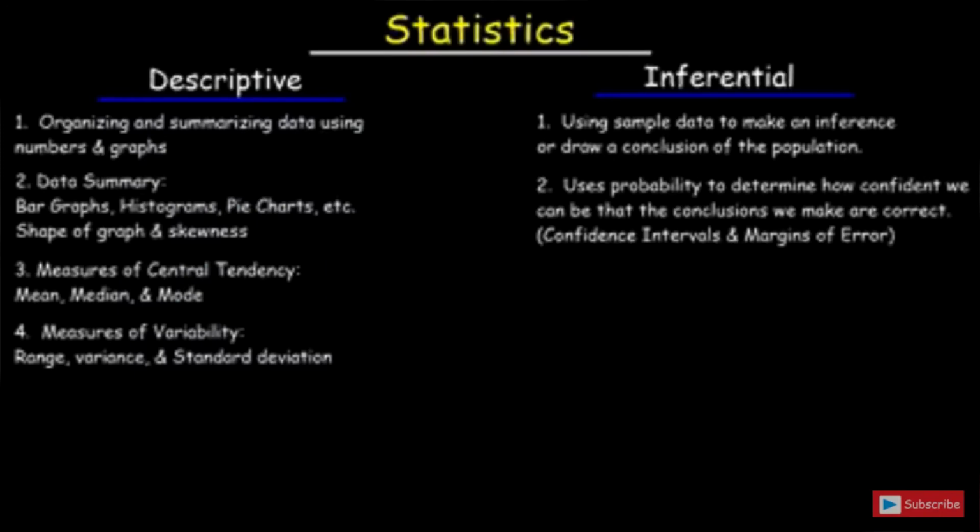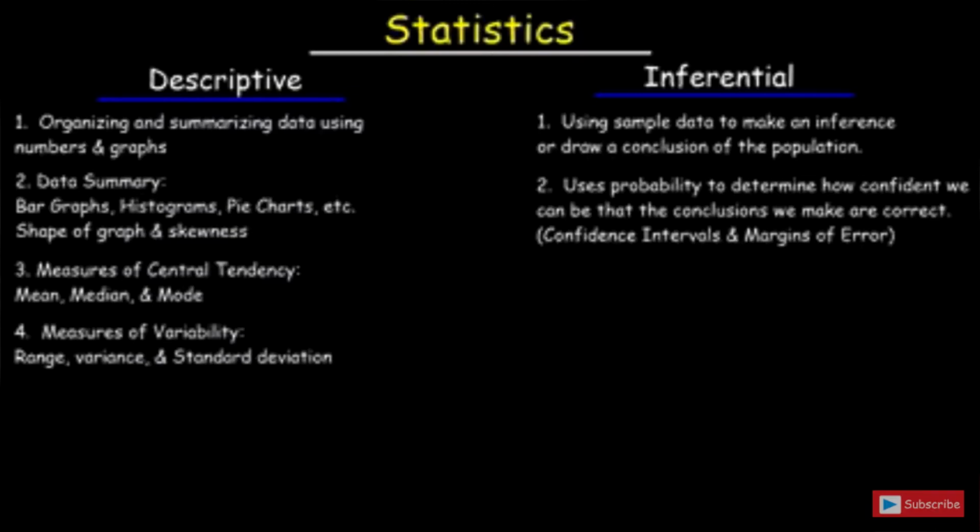So there are two divisions of statistics, which are descriptive and inferential. Number 1, organizing and summarizing data using numbers and graphs. 2, data summary. 3, measures of central tendency. 4, measures of variability. So these belong to the descriptive statistics.